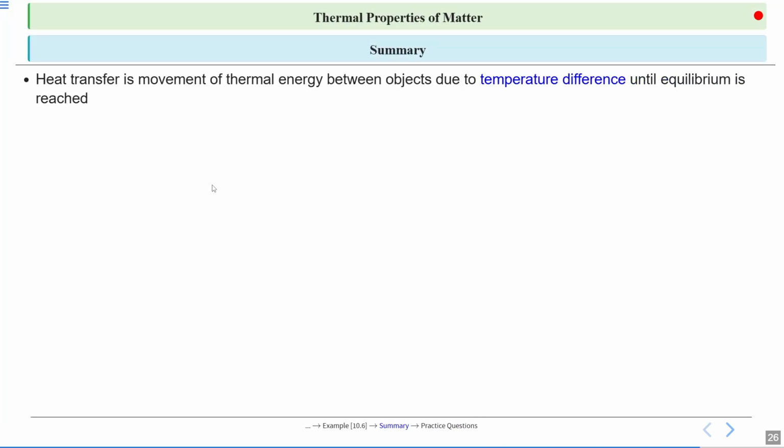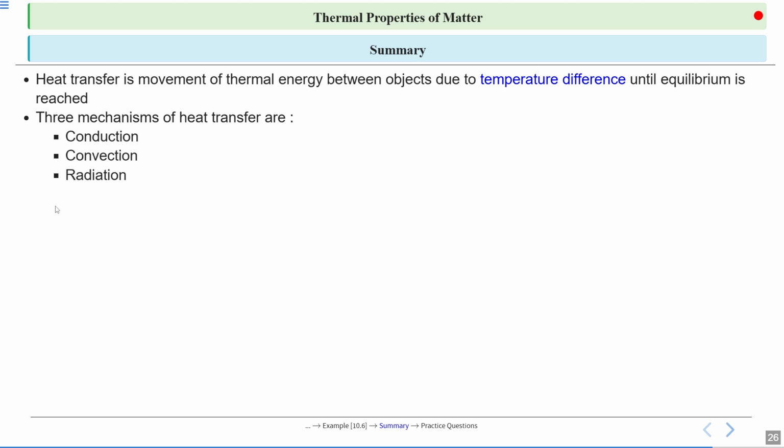Now we will summarize. Heat transfer is the movement of thermal energy between objects due to temperature difference until equilibrium is reached. From body A to body B, if there is a temperature difference, there is a transfer of heat from the first end to the second end, and this phenomenon is known as heat transfer. The three mechanisms of heat transfer are: first conduction, second convection, third radiation.